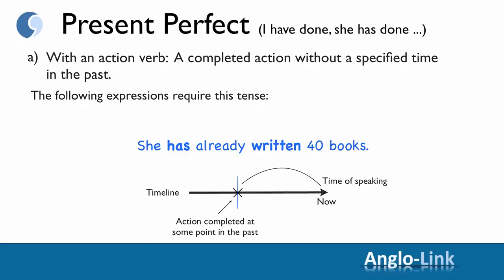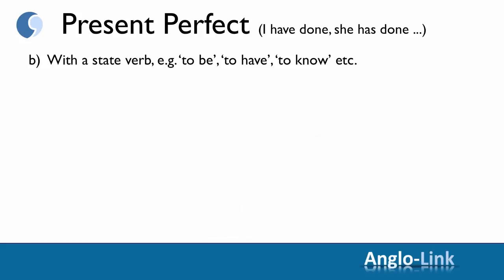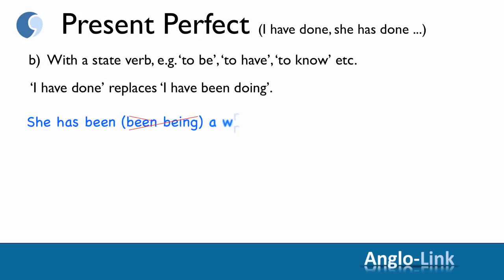Now, looking at the present perfect tense with state verbs, it's completely different. Remember that a state verb doesn't take a continuous tense. So, with a state verb, the present perfect has replaced the present perfect continuous. Which means that, with state verbs, the present perfect shows a state that continues from the past to the present. For example, she has been a writer for 15 years, because we can't say she has been being a writer for 15 years.